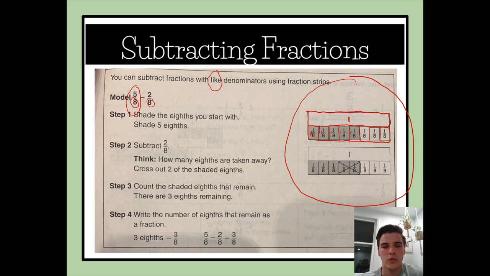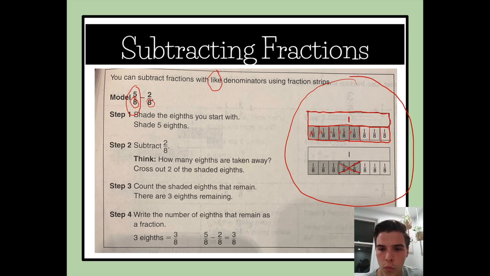All right, step 2, subtract 2/8. This says how many eighths are taken away. Cross out 2 of the shaded eighths. So remember, when we're doing subtraction, we're taking away. So we're going to cross out 2 of these shaded eighths. Step 3, count the shaded eighths that remain. There are 3 eighths remaining.